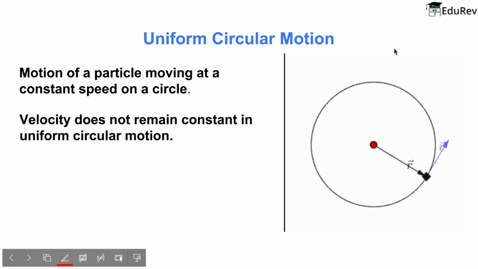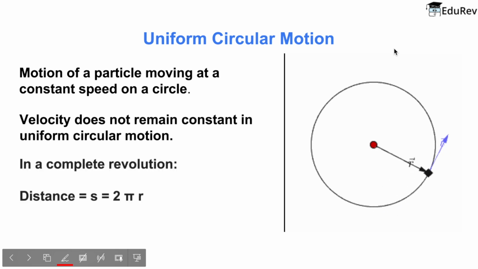So let's calculate how much this particle, as shown in this animation, travels during one complete circle. So, in a complete revolution, the distance traveled by this particle is nothing but the circumference of the circle, which is 2 pi r, where r is the radius of the circle.